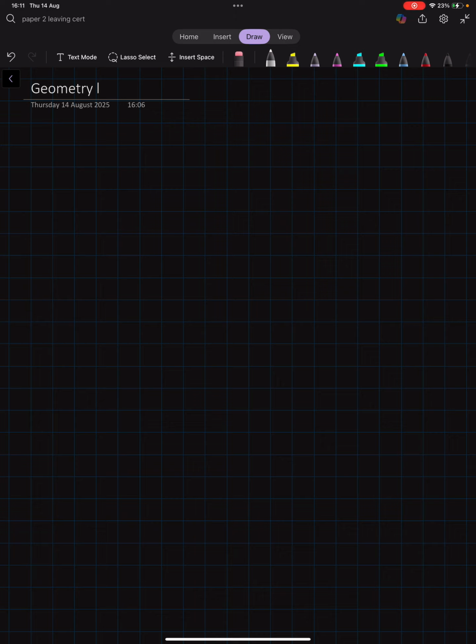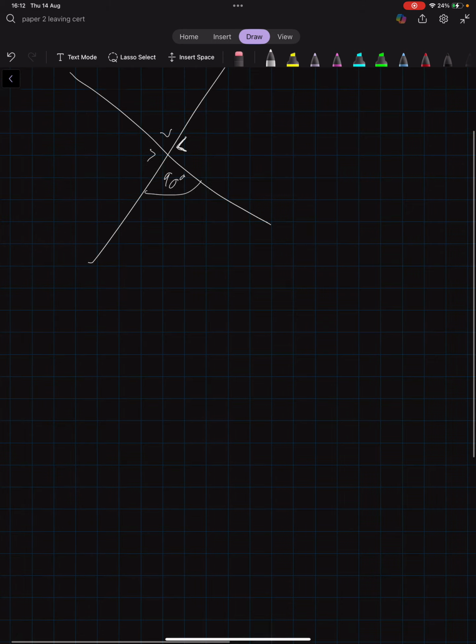So today I'm going to be going over Geometry 1. Okay, so just some of the basics that hopefully you would have remembered from your Junior Cert, but just in case. A perpendicular line: lines are said to be perpendicular if they are 90 degrees along here. And this kind of corner sort of thing also means 90 degrees. So that's if lines are perpendicular.